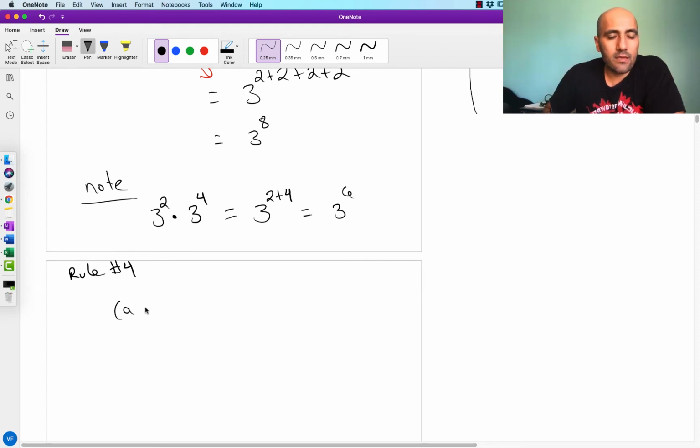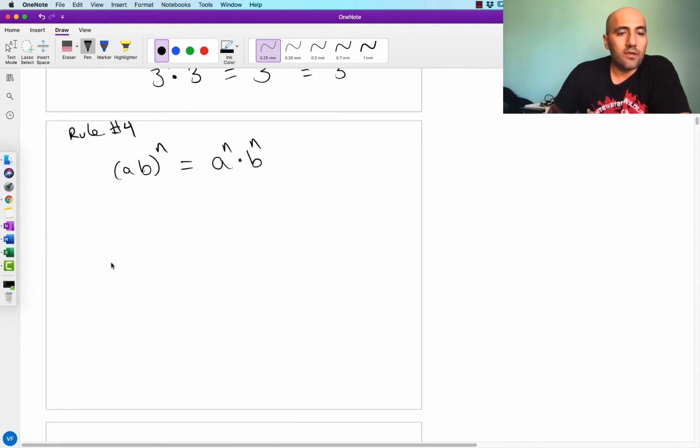If we had ab raised to the power of n, this is equal to a to the nth power times b to the nth power. There's sort of a distribution of exponents that happens here. So let's look at an example of why that is. For example, if we had 2x raised to the power of 3, this 3 means that we multiply this by itself 3 times.